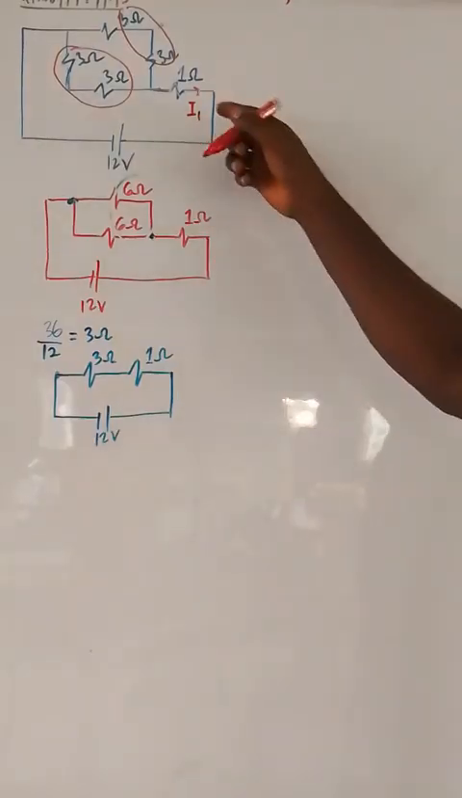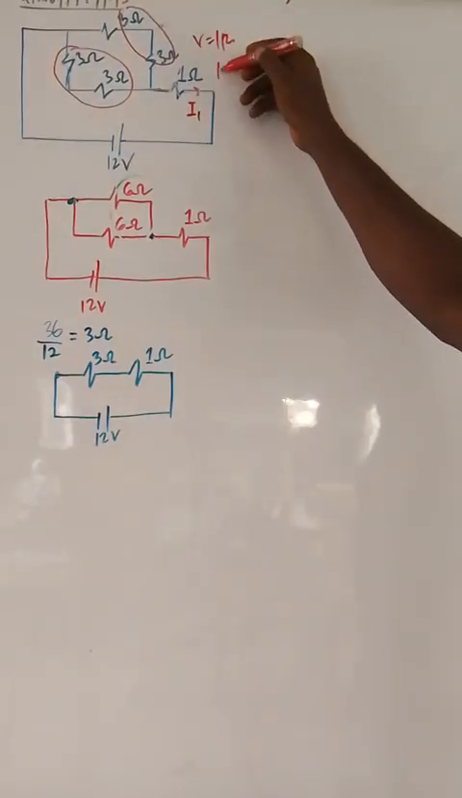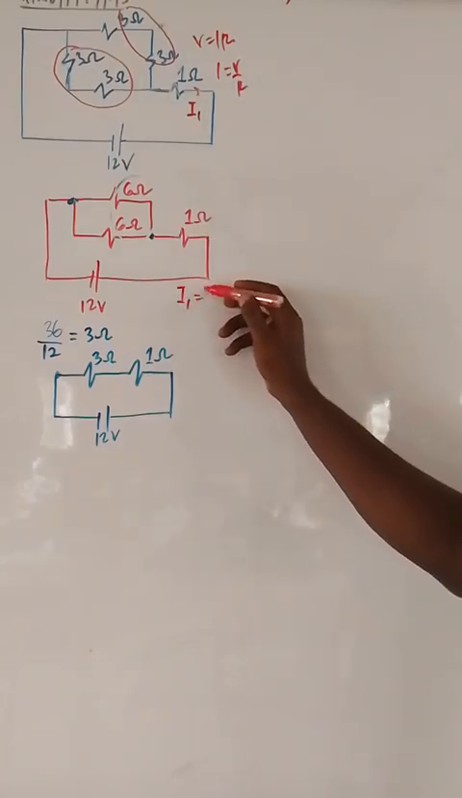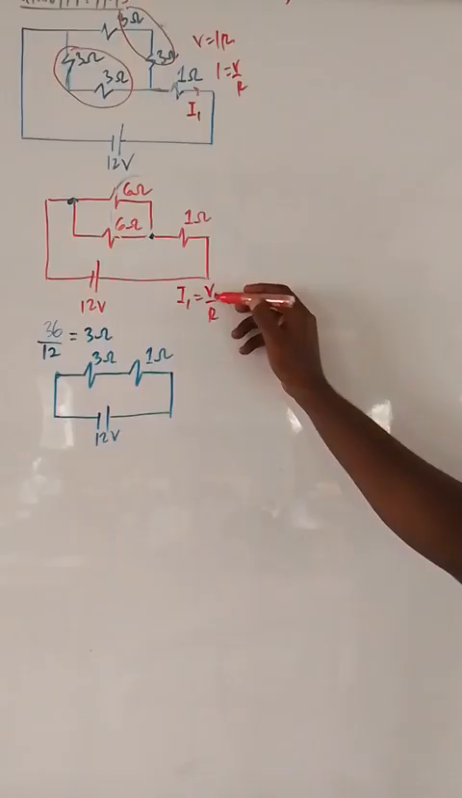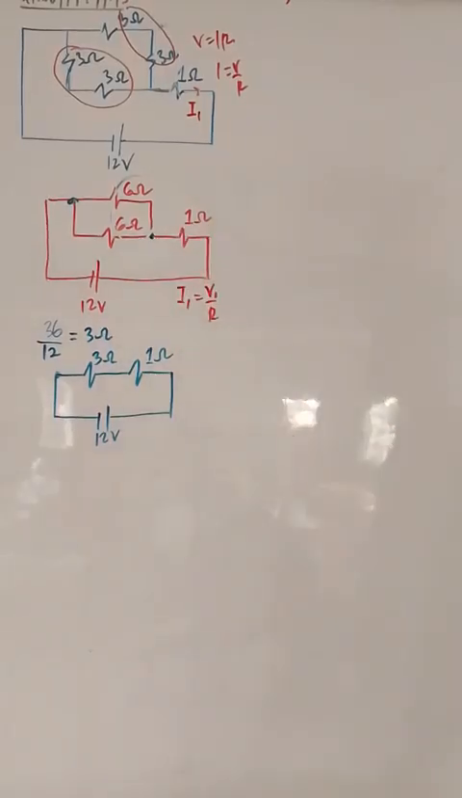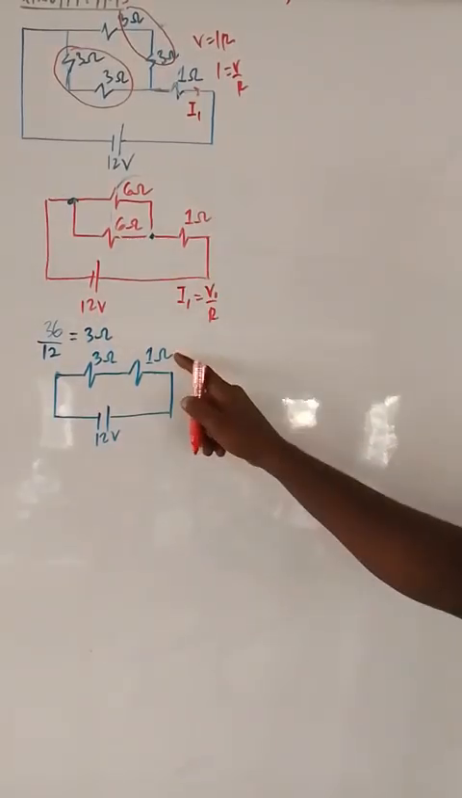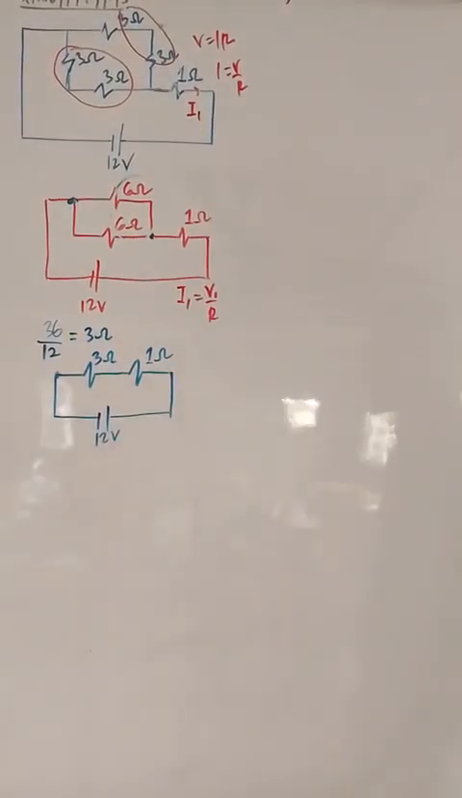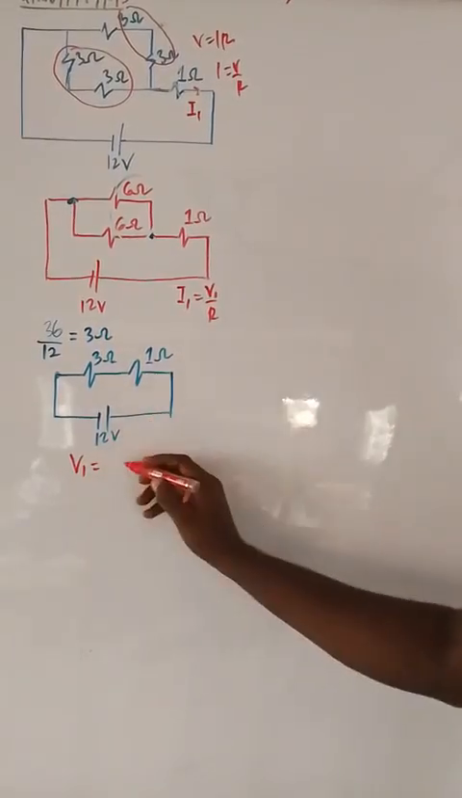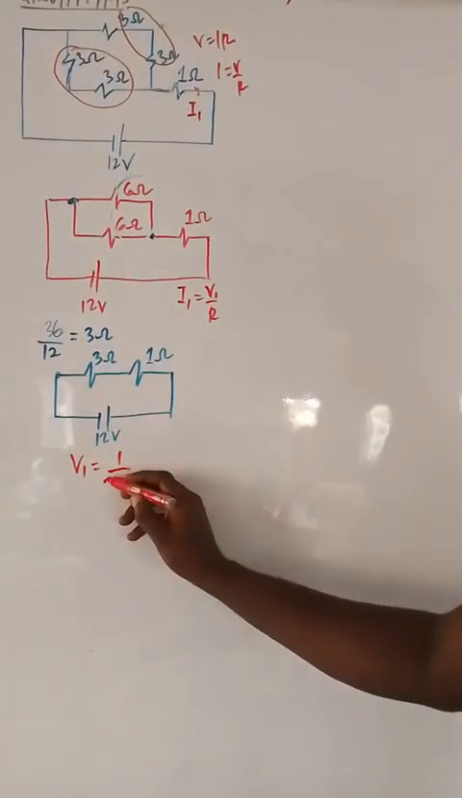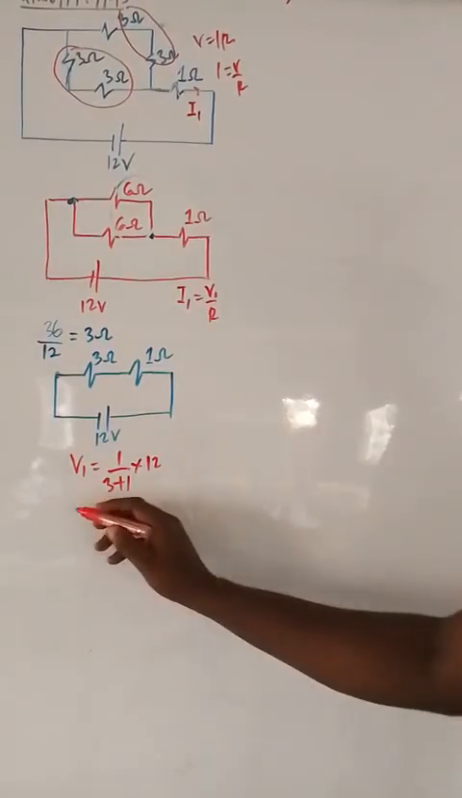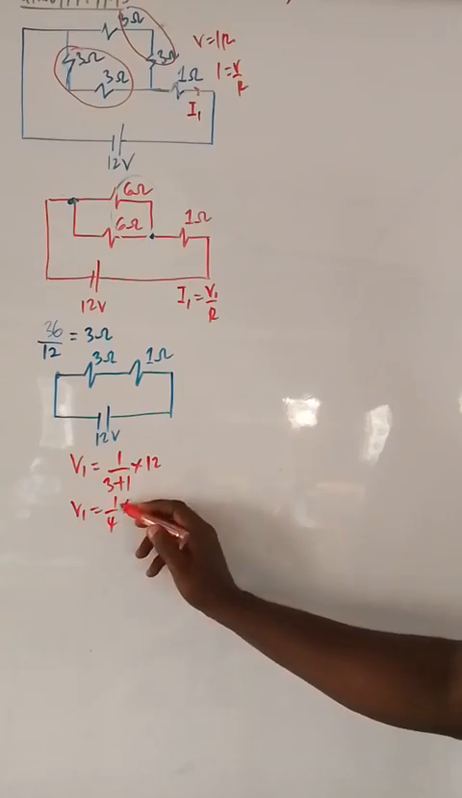ohm, I1. V is IR, I is V over R. So we have to know the current through this 1 ohm, that I1 is going to what? V over R. And what is V1? The voltage across this. The resistance is 1, so you have to know the voltage across this 1 ohm. Remember, they are in series. So remember, voltage divider rule. Shortcuts. So voltage across this 1 ohm, let me call it V1, equals this 1 itself, 1 over 3 plus 1 times total voltage V. So V1 equals 1 over 4 times 12.